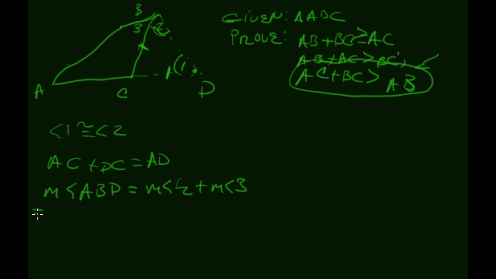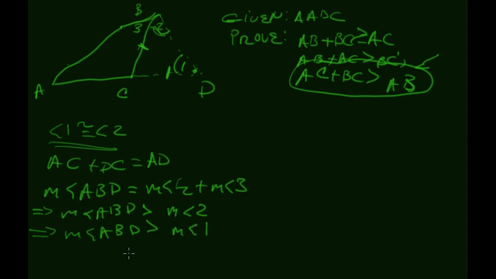So we can get an inequality here. We can say that the measure of angle ABD has to be bigger than the measure of angle 2, because if I'm adding something to angle 2, then ABD has to be bigger than 2 by itself. But up here we said that 2 and 1 are the same size, so we can substitute. The measure of angle ABD has to be bigger than the measure of angle 1. Okay, that's cool.